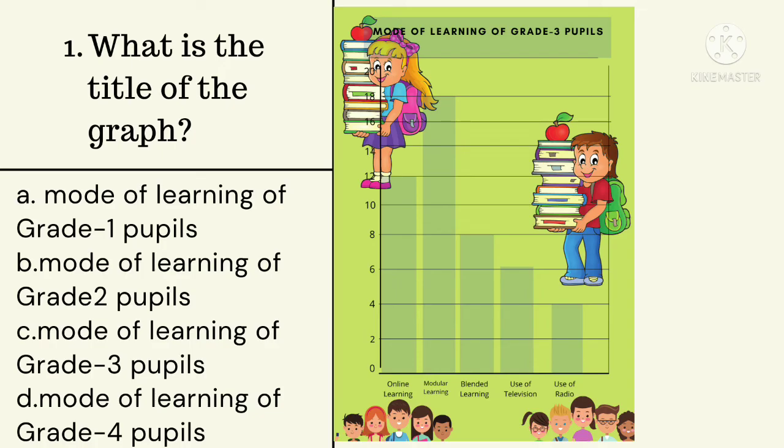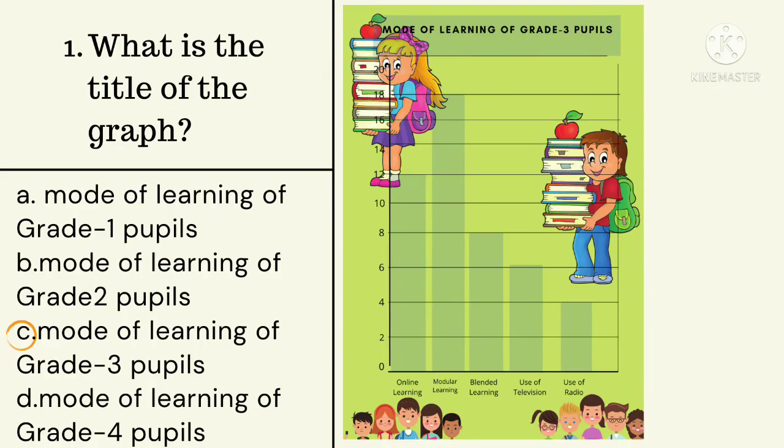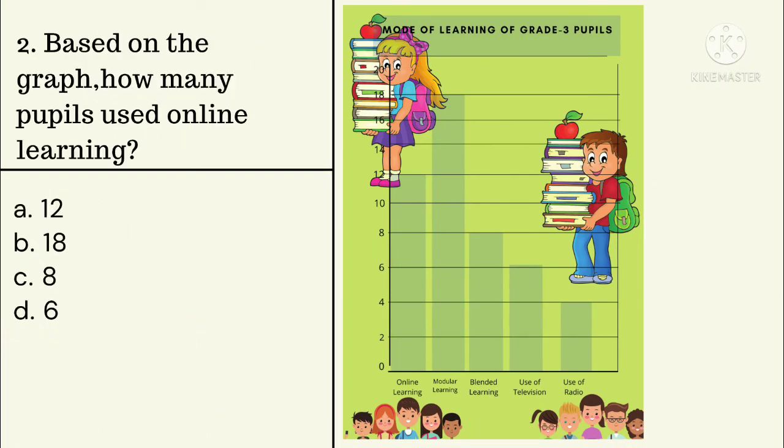Number 1. What is the title of the graph? A. Mode of learning of grade 1 pupils. B. Mode of learning of grade 2 pupils. C. Mode of learning of grade 3 pupils. D. Mode of learning of grade 4 pupils. The correct answer is C.